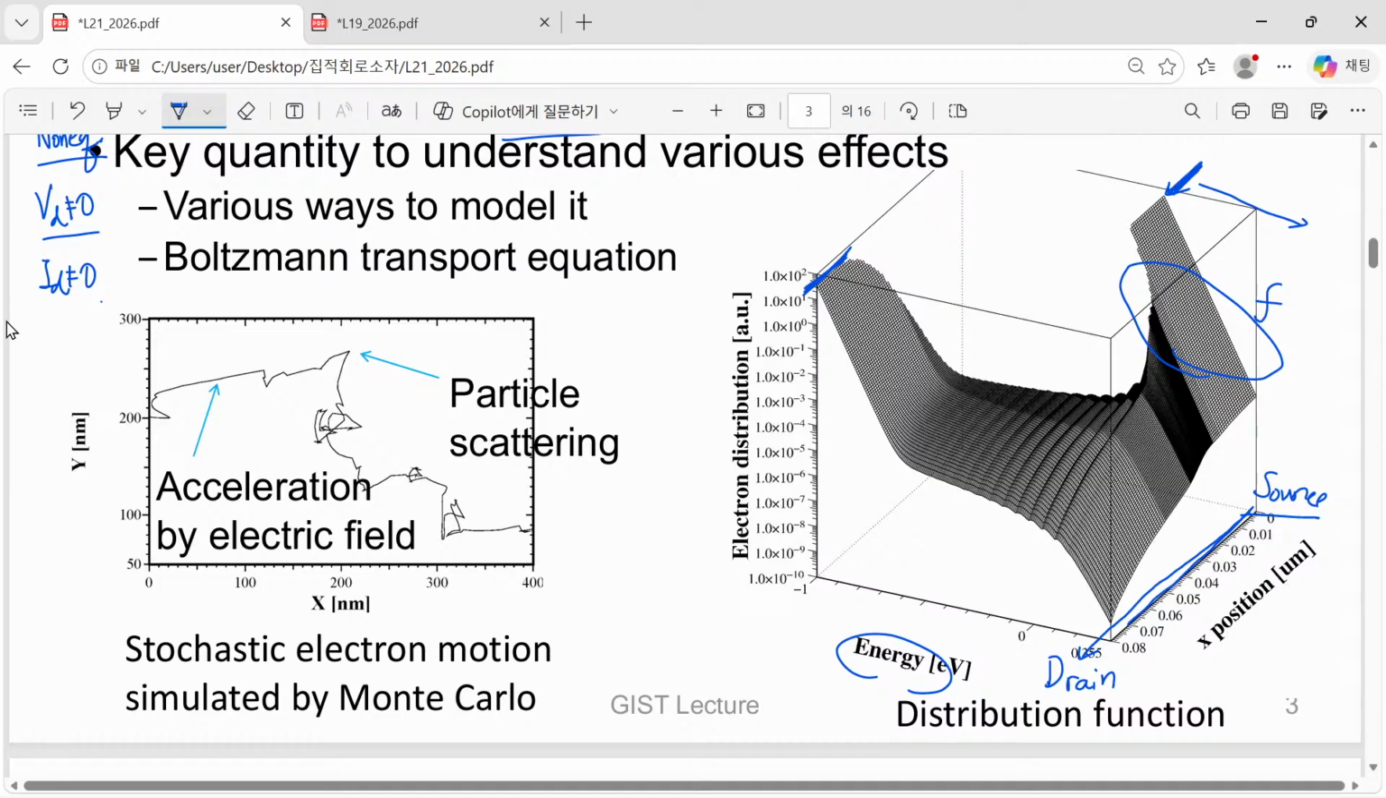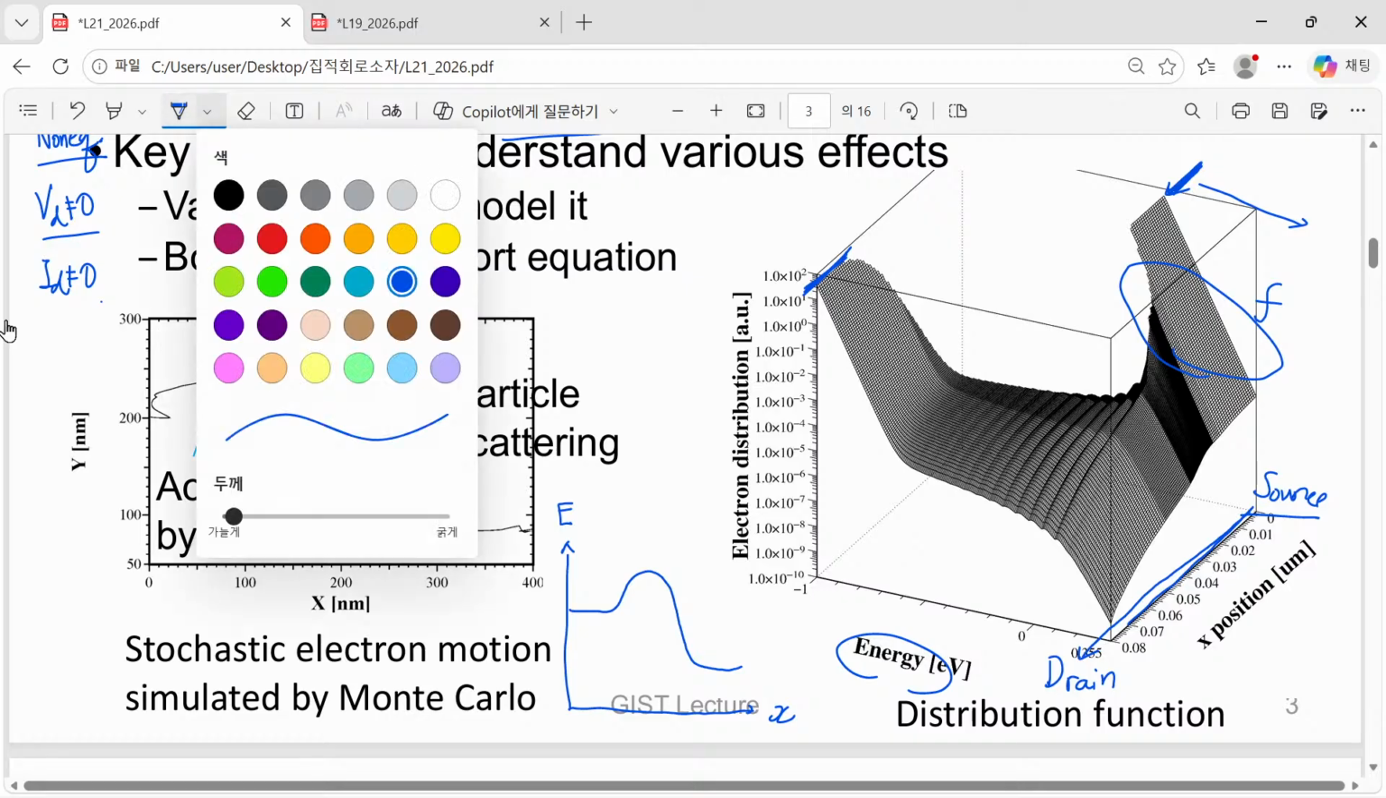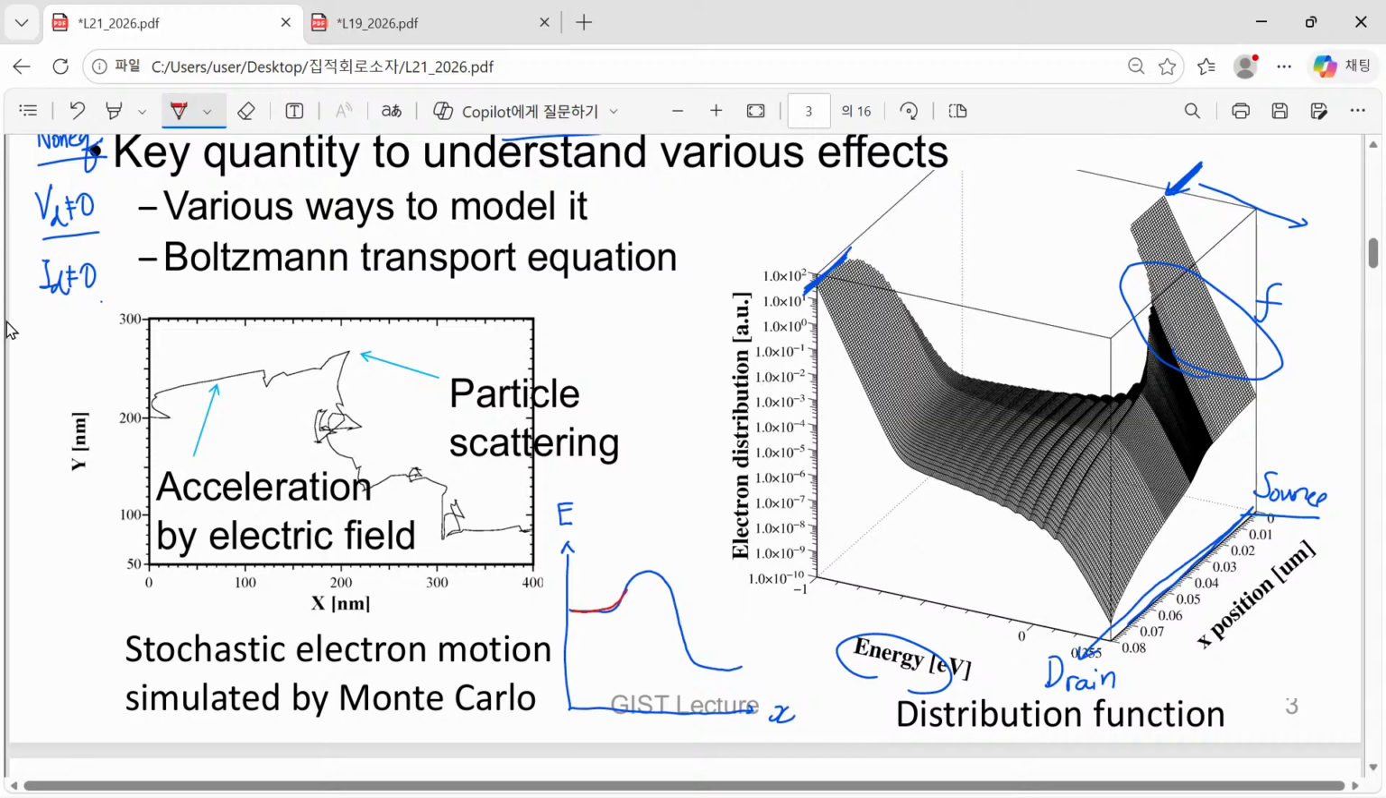What is it? We are currently looking at a graph like this. Maybe you are quite familiar with this kind of diagram. Here we have a position, and if we draw energy, then we draw the minimum conduction band position as a function of x, and we may have this red colored line.